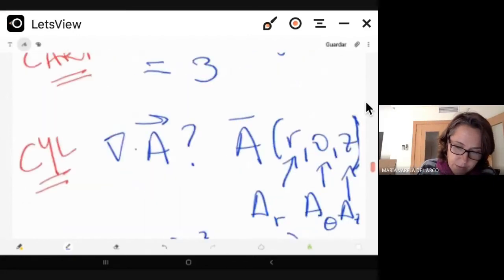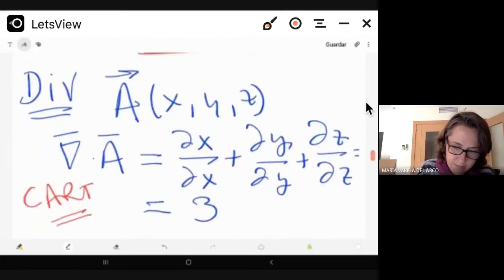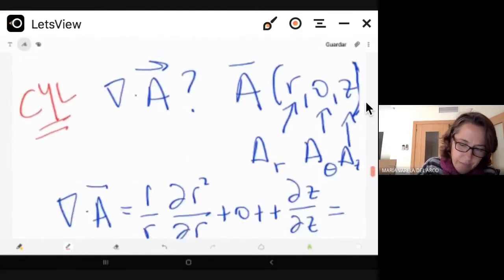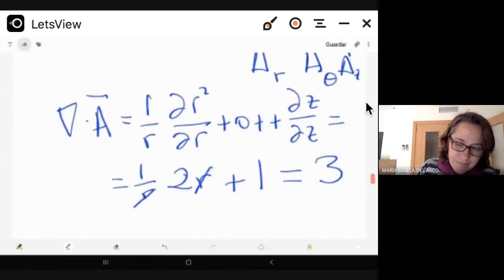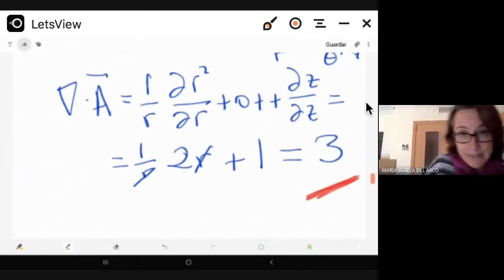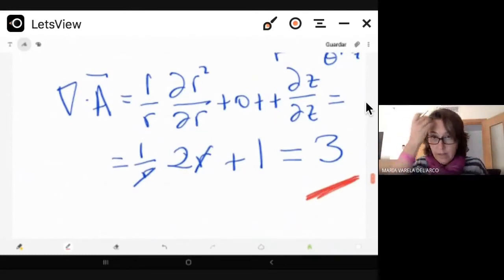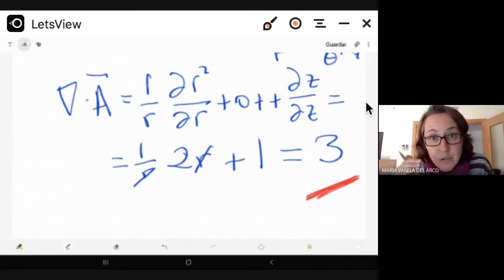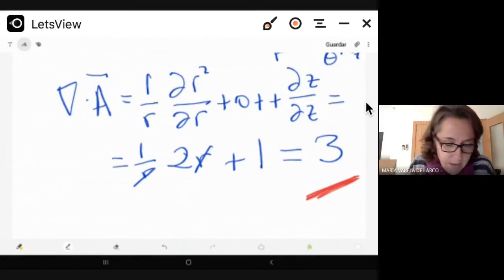Surprise, surprise. Let's go back. Aha, same result that I had before. In Cartesians, I get a result of 3, and so do I when I calculate in cylindrical coordinates. Okay? It's the same field, even if I'm using a different language, it has to give me the same result.